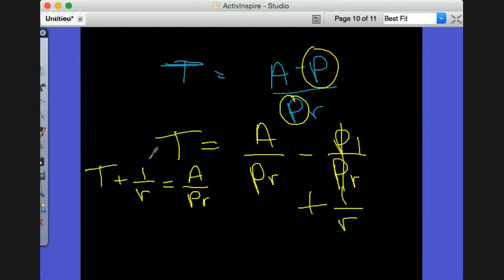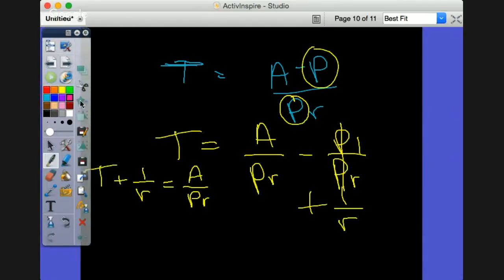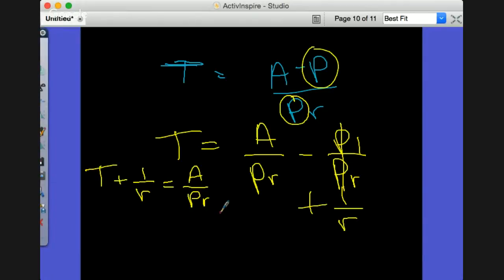Does that make sense? Okay, I'm going to change colors here so you can see it. Again, I'm still solving for P. So what can I do to get that P by itself? I would multiply by PR to get rid of that denominator, because I don't like anything that's a fraction. It's easier if everything is on the top.